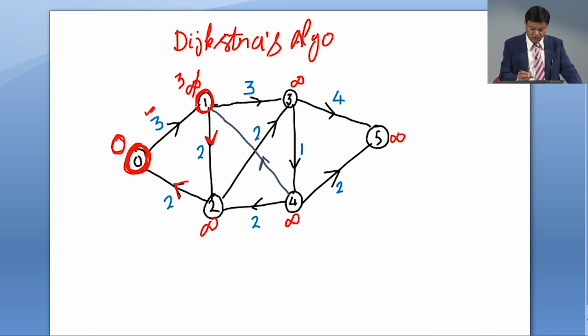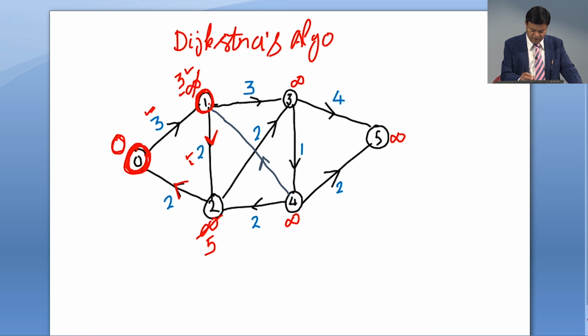Now we'll see where all can we go directly from 1. Now from 1 also we can only go to 2. Distance up to 1 is 3. That is distance from source, that is 0 up to 1 is 3. Now from 1 to 2 there is a distance of 2. So total distance up to 2 will become 3 plus 2, that is 5. And 5 is smaller than infinite, so I will be replacing infinite by 5.